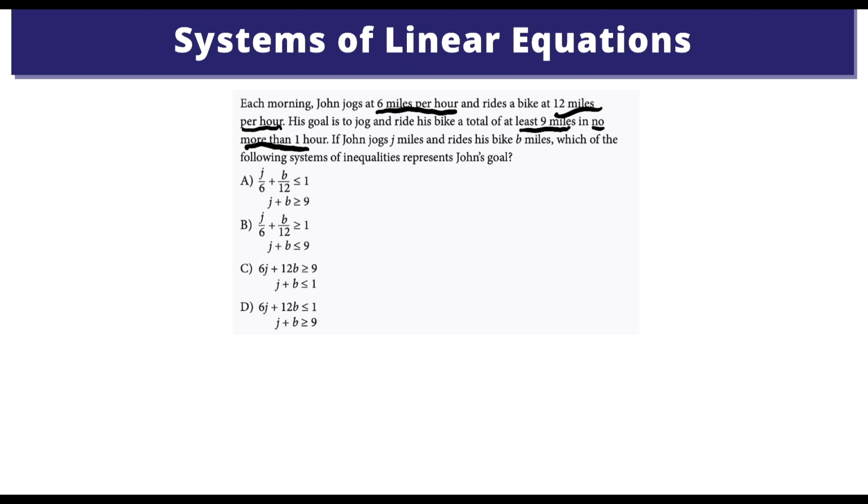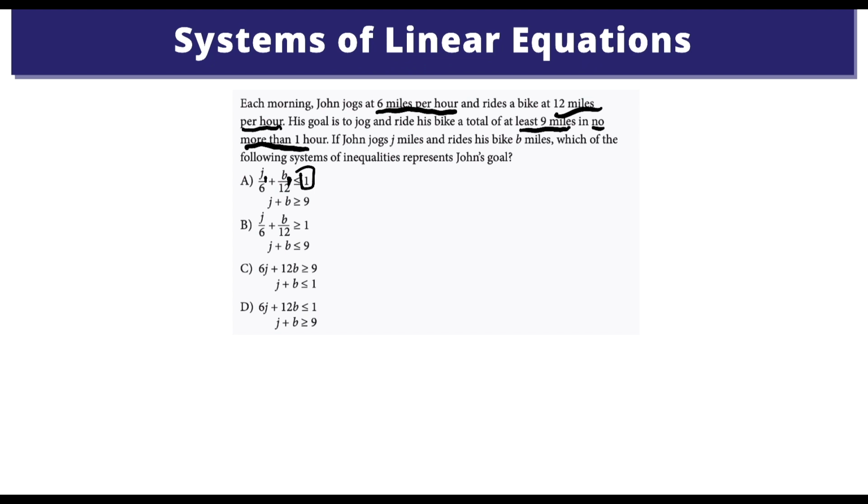So he jogs 6 miles per hour and he bikes for 12, right? So for each hour he gets 6 miles of jogging. I think the J represents the jogging, over here, and B represents the bike riding, over here. And that all must be done in 1 hour. He could do as much jogging and as much biking as he'd like.